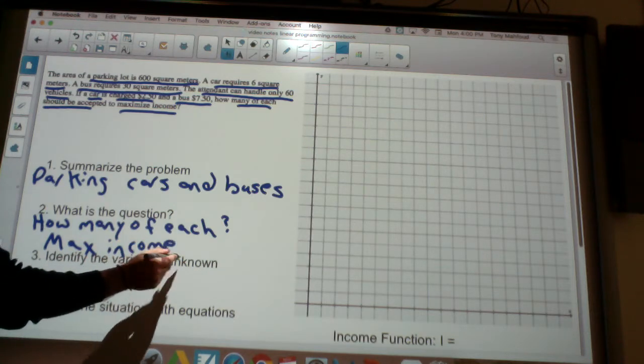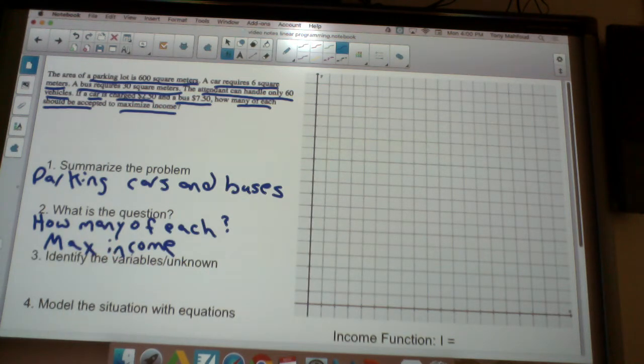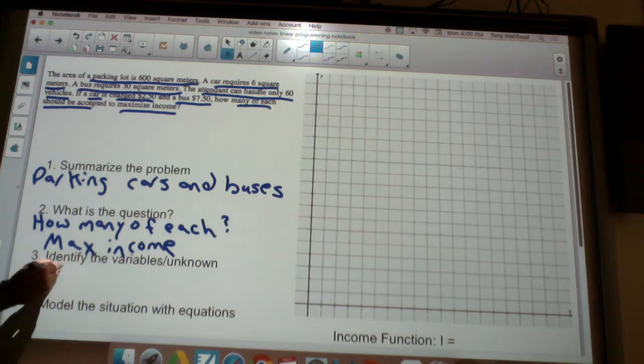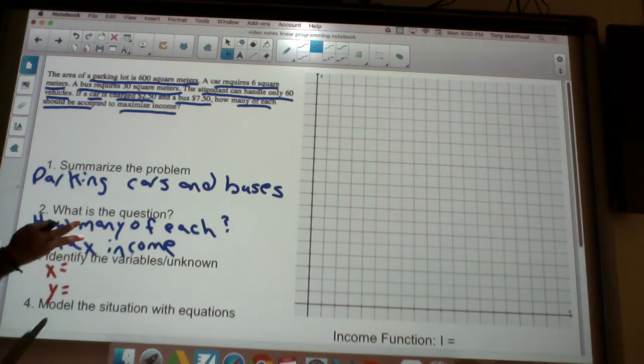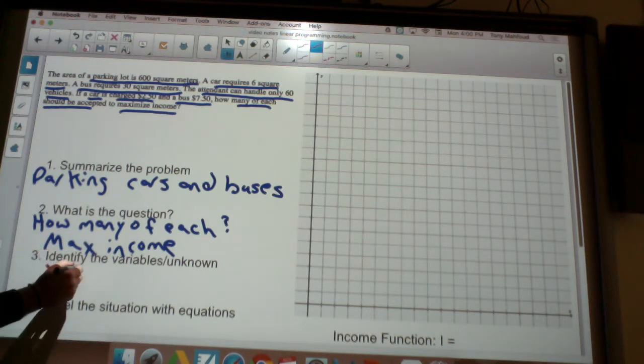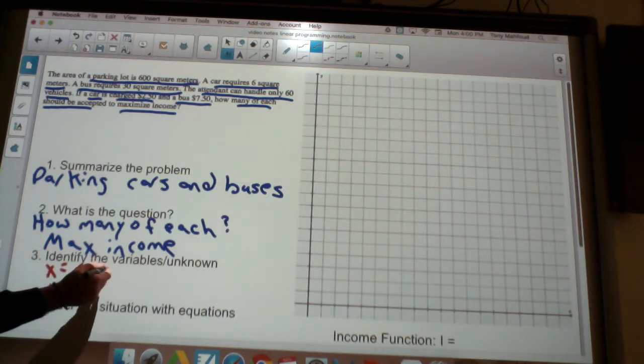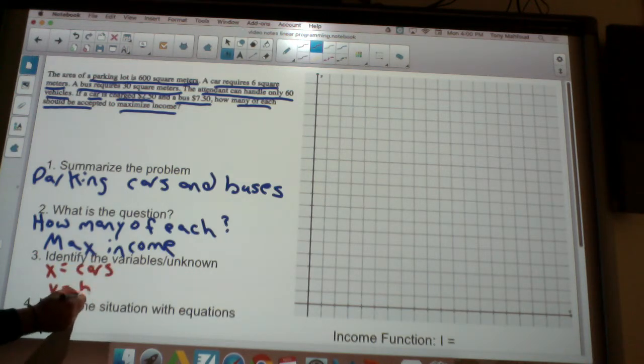Again, your Team B will be looking at how to actually maximize that income that we're trying to make off those cars and buses. Identify the variables. What are unknowns? What don't we know? Well, we got cars going in. We know they fit 6 square meters. We know buses fit 30 square meters. We don't know how many have gone into the parking lot or how many should be accepted to be able to maximize the income. So those are going to be our variables, our unknowns. So X is going to be our cars, the amount of cars, and Y is going to be the amount of buses.